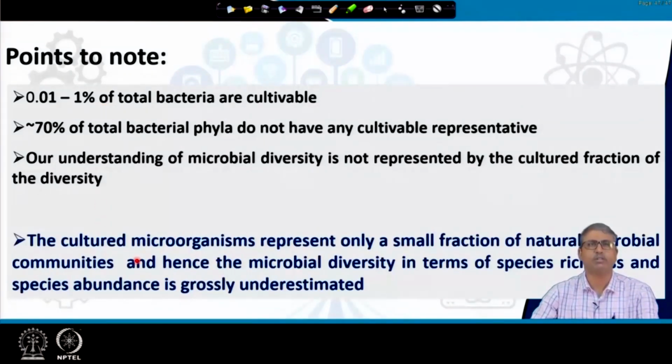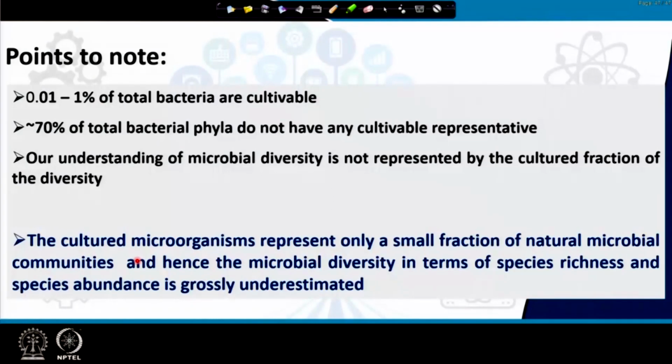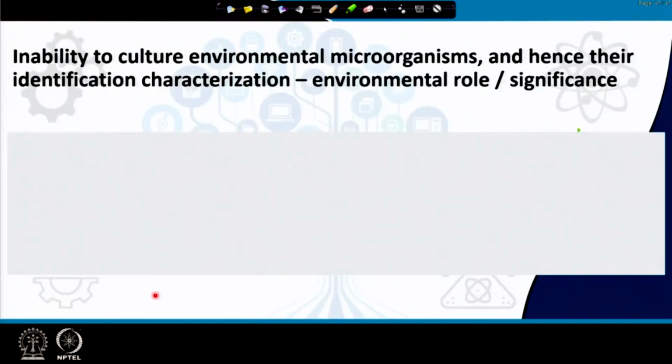So, the cultured microorganisms represent only a small fraction of the natural microbial communities, and hence the microbial diversity in terms of species richness and species abundance is grossly underestimated.